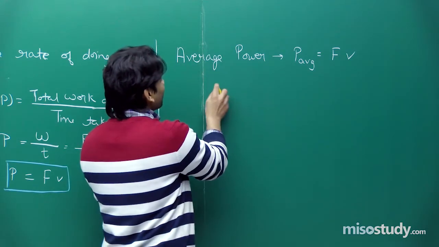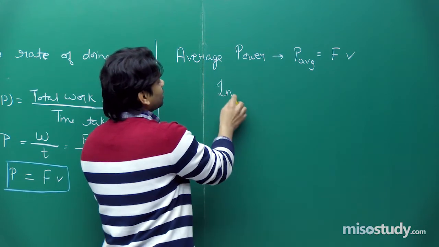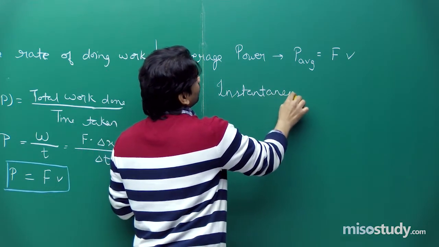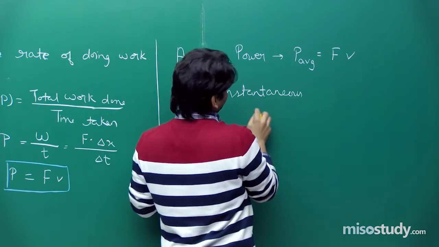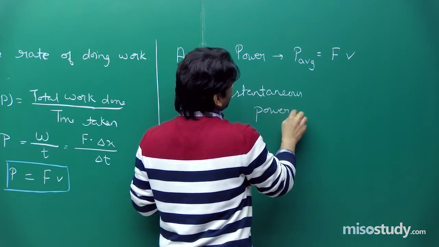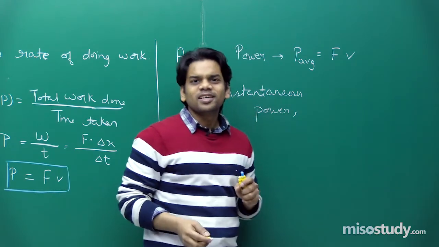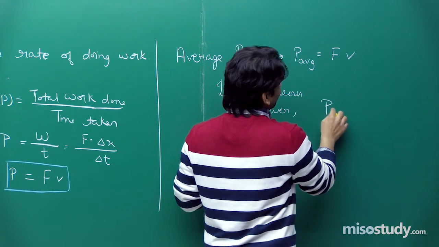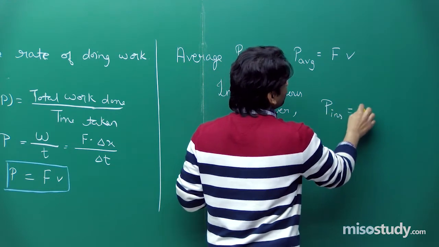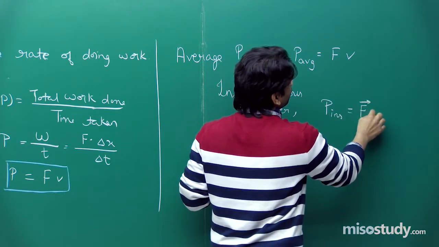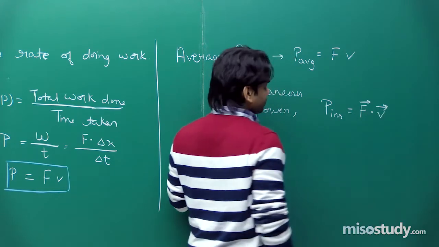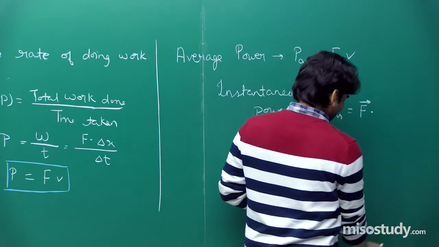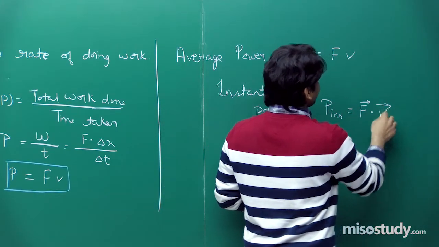So if we take the product of force and velocity, that will give us the instantaneous power. If at any instant the force applied on an object is F and its velocity is v, the power delivered at that instant will be equal to the dot product of force with velocity. So just take the dot product of force and velocity, and you will obtain the power delivered at that instant of time.